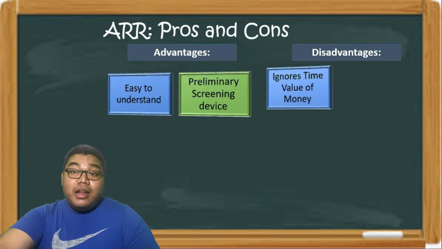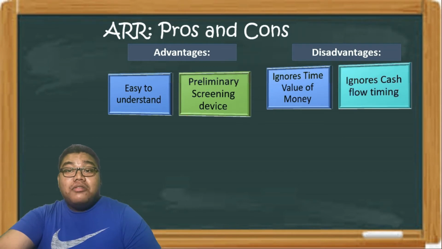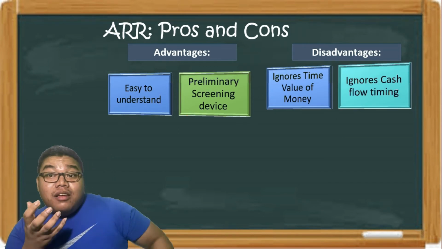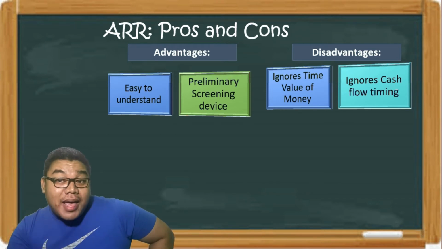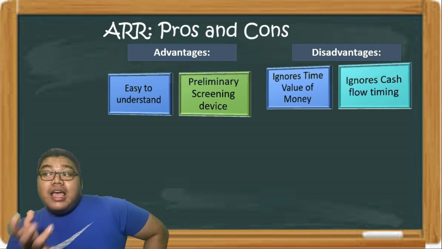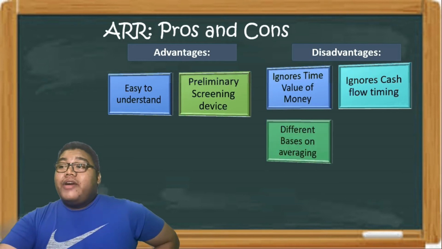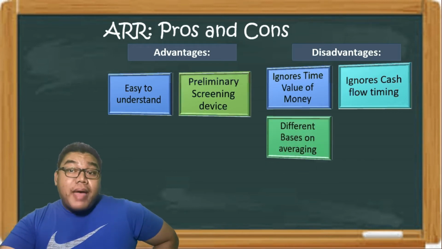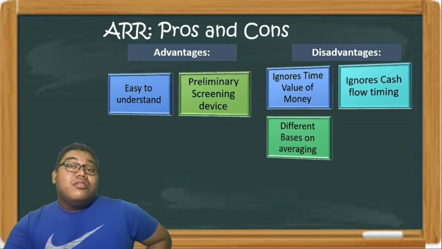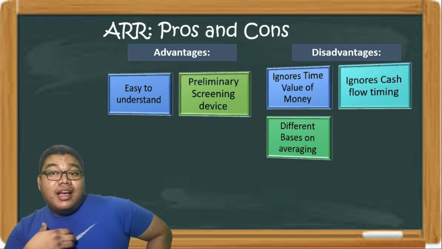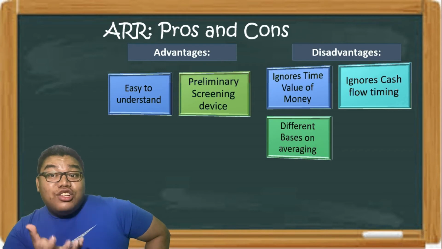It ignores time value of money once more. And as an ARR, it is an accounting rate of return, meaning you would use accounting income and the accounting investment amount. It ignores cash flow timing, or it considers the financial statement income and the financial statement amount of the investment. It also has different bases on averaging. As we have computed a while ago, we don't know if we would use average or original.